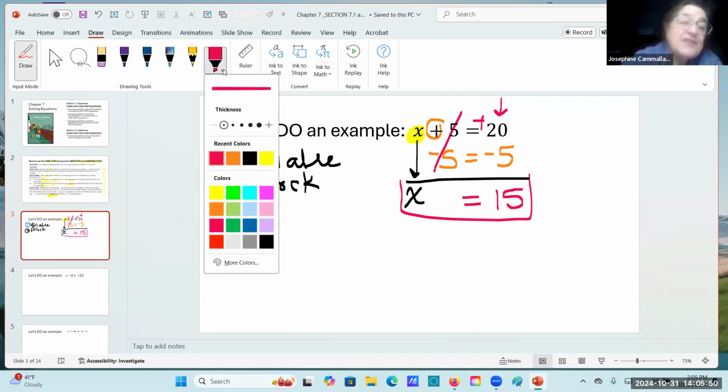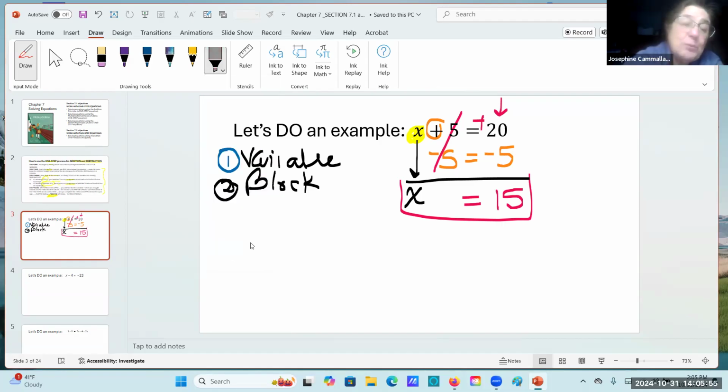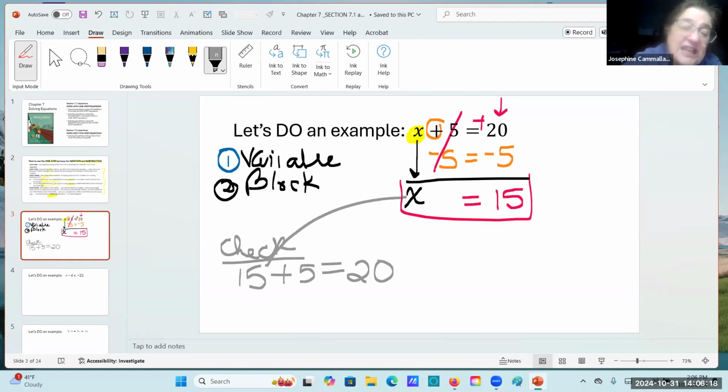Now, I'm going to do something on this slide that I'm not going to do on a lot of them, but your book sometimes asks you to check this. That means where that yellow X is, I'm going to put 15, plus 5, and I want to see, does that equal 20? This 15 is my x, and this is what the check is. I replace the variable with the number I got. And as you see, 15 plus 5 does equal 20. Now, do I need to check every one of these? Well, that's your choice. But when they talk about checking it, it means taking your answer, going back to the original equation, replacing that variable that didn't move with the rest of the equation and seeing if it is true.